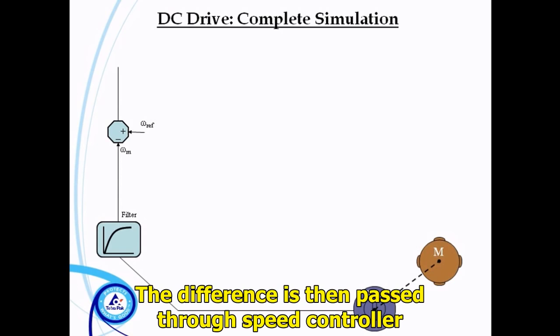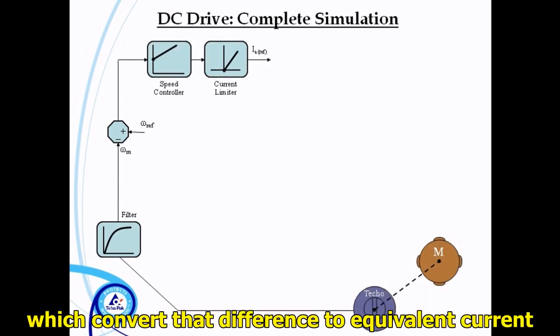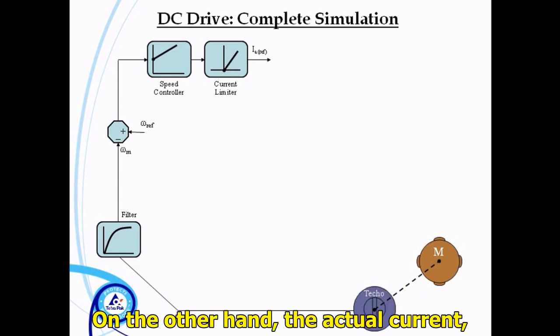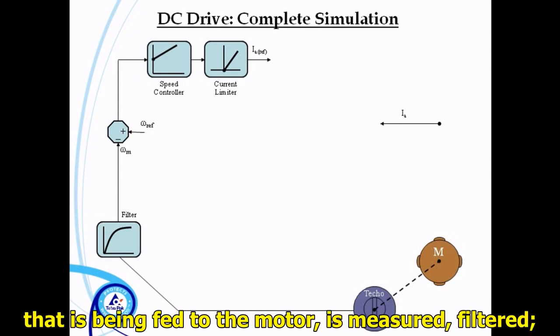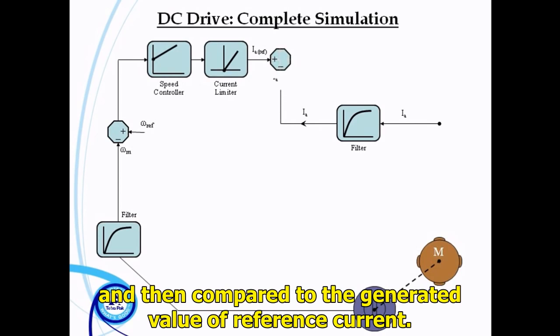The difference is then passed through speed controller and current limiter, which convert that difference to equivalent current, and then generate a value of reference current, respectively. On the other hand, the actual current that is being fed to the motor is measured, filtered to remove any harmonics, and then compared to the generated value of reference current.